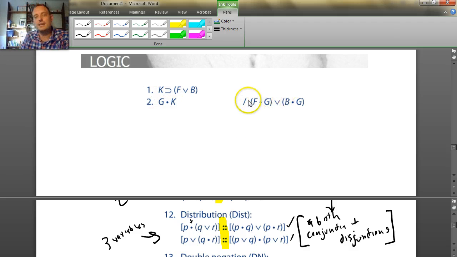What's this thing? I have F and G, or B and G. Notice I have 1, 2, 3 unique variables, which means I've got it. This needs a distribution here, but you can see I'll have to do a distribution and then a commutation to get this, which means I'm probably going to be looking for something that looks like this. Now, what can I do here? Well, let's see. Let's try to unlock this.